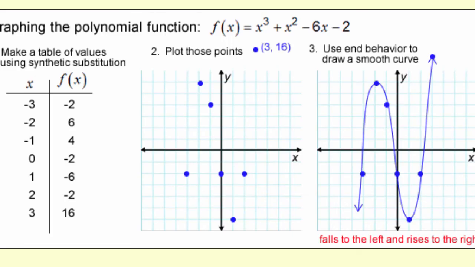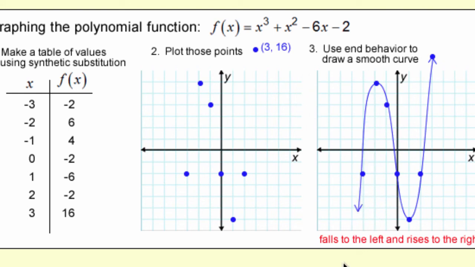So how is this helpful? Well, look at this example. You use synthetic substitution to get a bunch of coordinates, and you can see the coordinates there for step number 2, right here in the middle. But then how do you connect them? And how does it look? Well, you need to know end behavior. This is odd degree and positive leading coefficient. So that means it falls to the left, rises to the right. So then the curve is drawn that way.